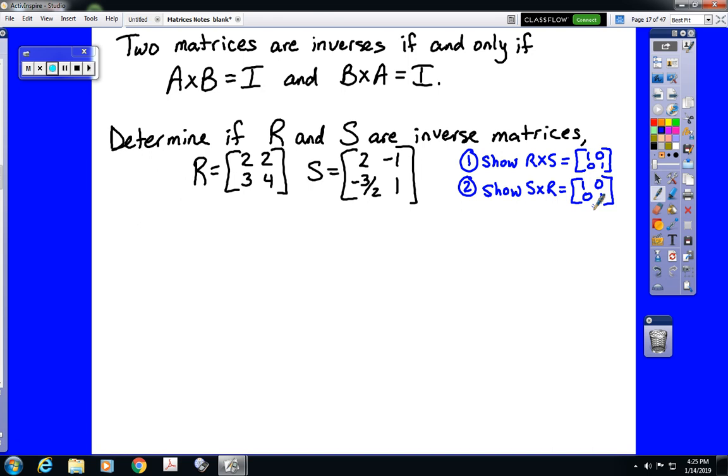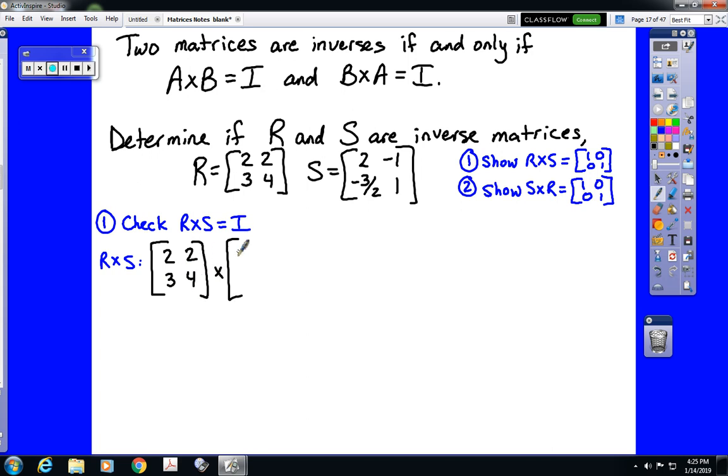So that would be a no, and the problem would be over. So, if we want to show that R and S are inverse matrices, the first step in that process is to check that R times S is equal to the identity matrix. So we start off and we say, okay, R times S. So that would be matrix R, which is 2, 2, 3, 4, times matrix S, which is 2, negative 1, negative 3 halves, 1. Now we all should be relatively familiar with this process by now.